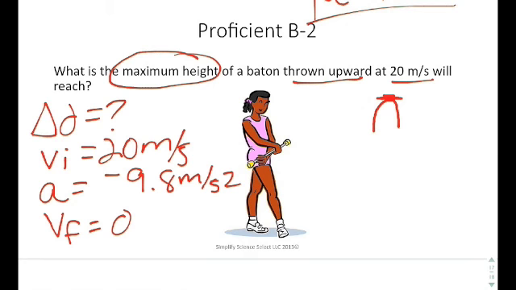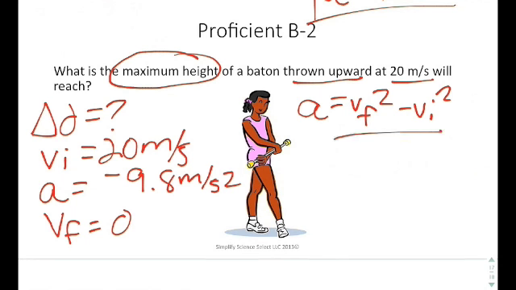Now if you look at that, I can now use the equation that we've been talking about: A equals Vf squared minus Vi squared divided by 2 delta D. Now at this point you could plug in, or you could solve algebraically first.